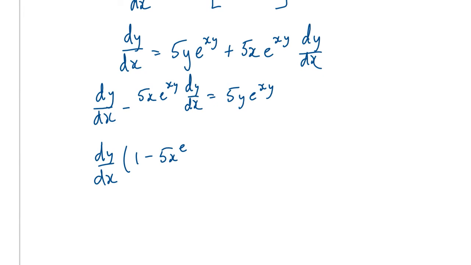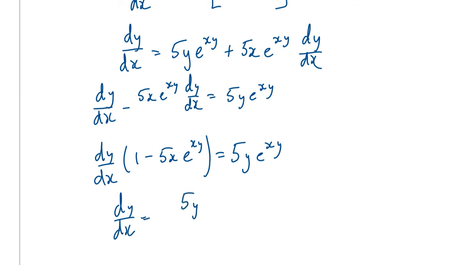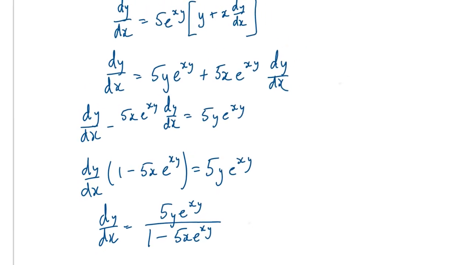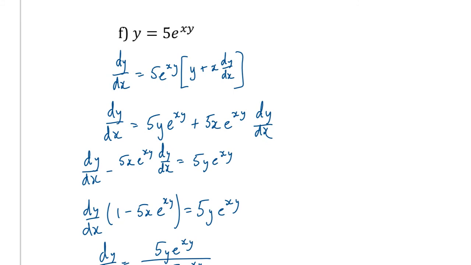Whoops, 5x times e to the xy equals 5y e to the xy. And then one more step, dy by dx equals 5y e to the xy over 1 minus 5x e to the xy. And I think that's as far as we can take it. Okay, so implicit differentiation, like always, requires a little bit of extra carefulness. In this case, there was a product in our exponent.